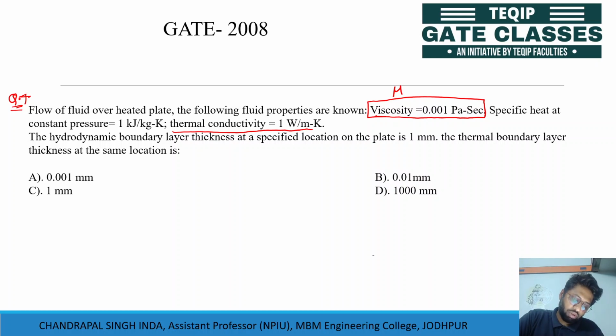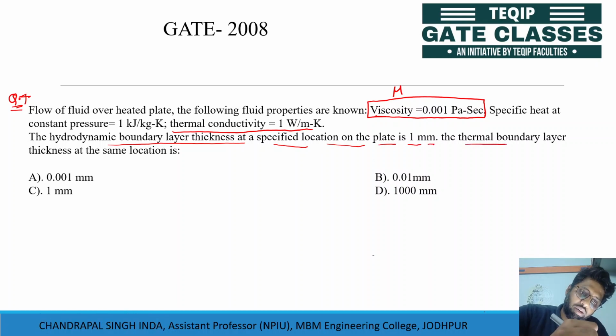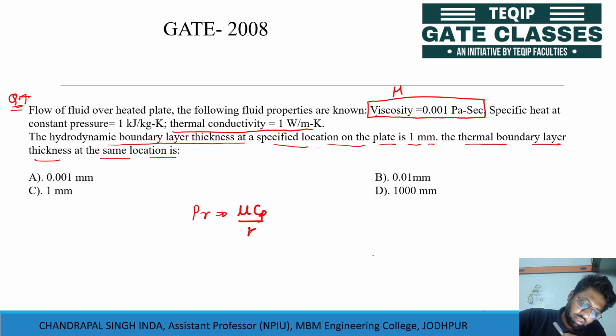So what we have to find? The hydrodynamic boundary layer thickness at a specific location on the plate is 1 mm, and the thermal boundary layer thickness at the same location is? As we know, the relationship between boundary layer thickness and thermal boundary layer thickness is represented by the Prandtl number. So first we have to find the value of Prandtl number, and the Prandtl number is equal to mu Cp by K.